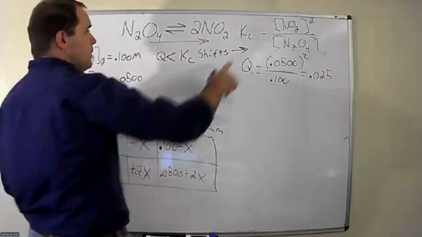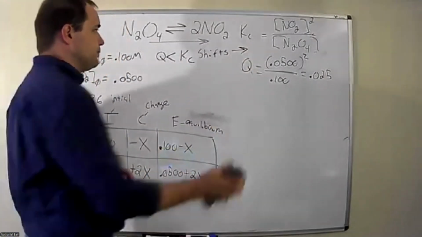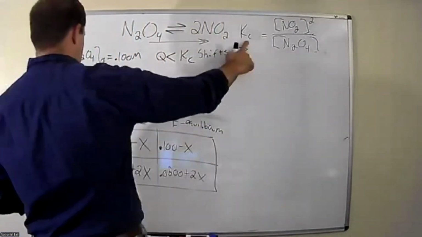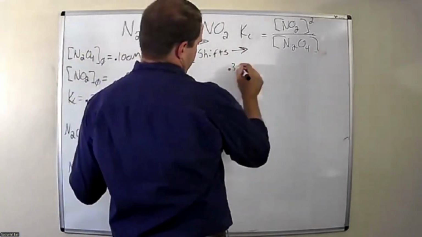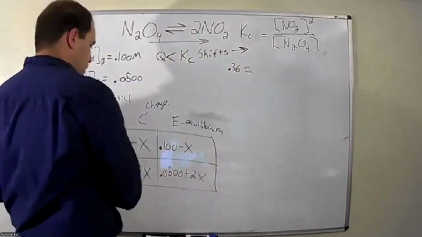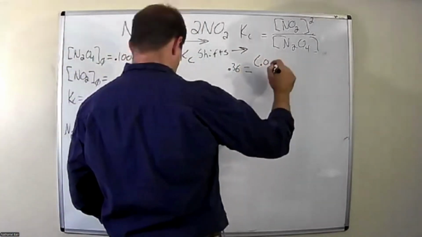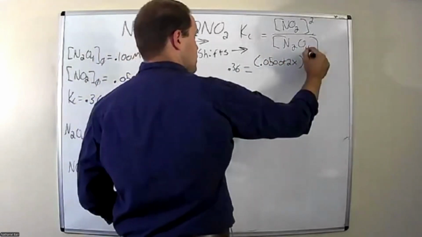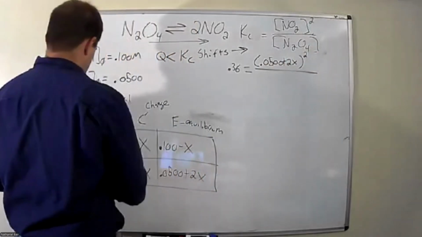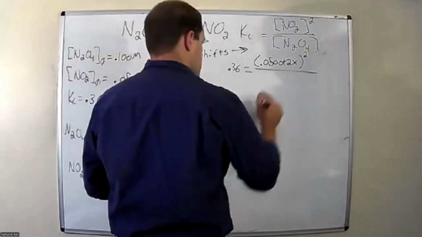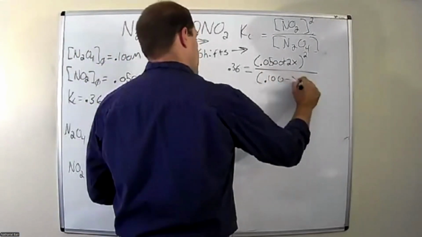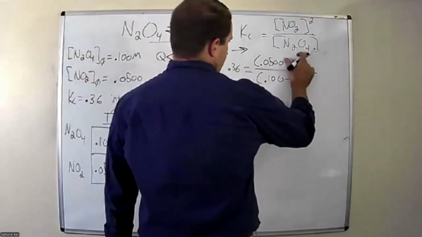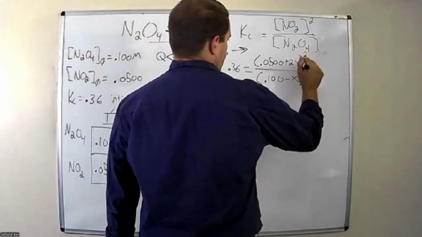Woo! Here we go. The equilibrium, so I'm going to get rid of this reaction quotient just to give me some more room. The equilibrium constant is 0.36. That was provided. That's going to equal the NO2 concentration, that's 0.0500 plus 2x, and that gets squared, divided by the N2O4 concentration, that's 0.100 minus x. So this is what we have got. Cool.